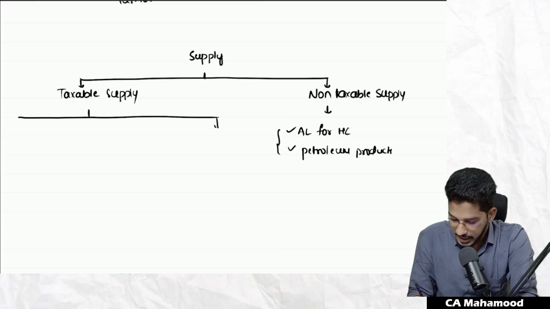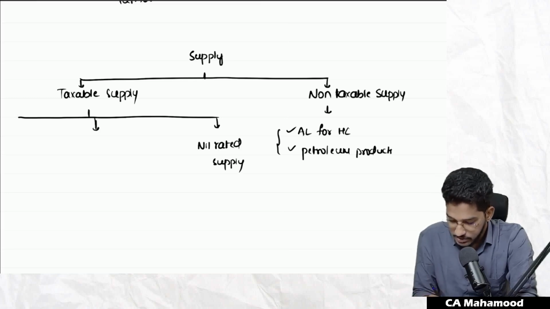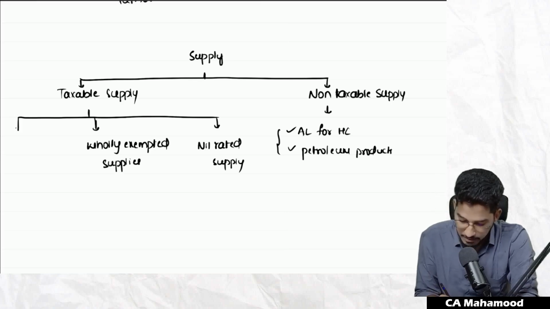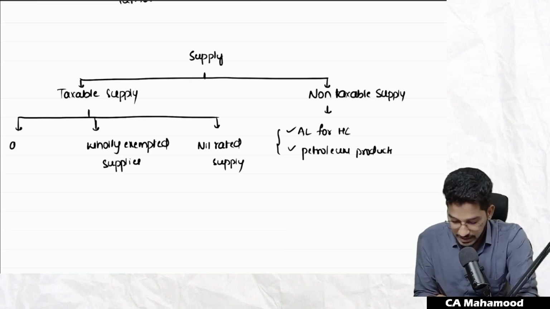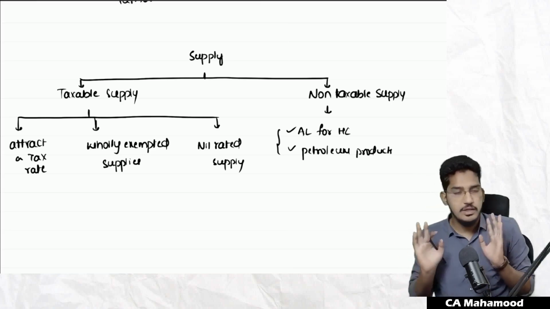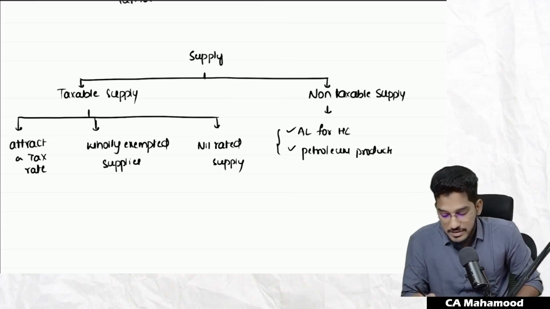There is a kind of supply called nil rated supply. There will be some supplies which are wholly exempted by way of notification in the public interest. Then we have those supplies which attract a tax rate. All these three will come under taxable supply. Don't worry, just keep on following me, I will explain. So taxable supplies include three things.